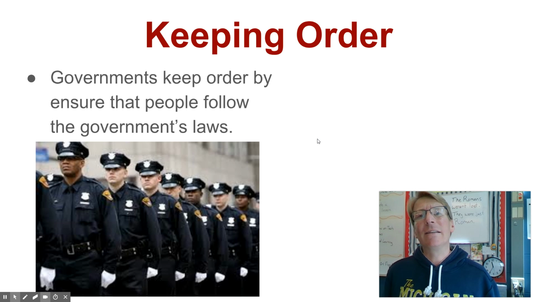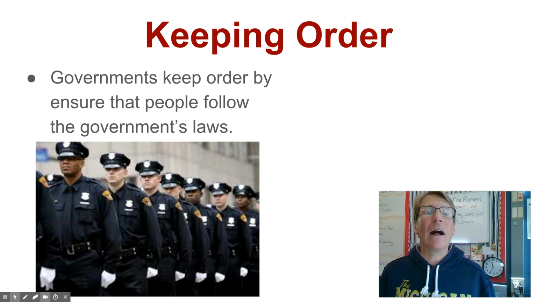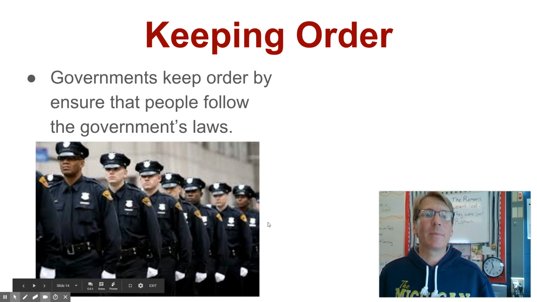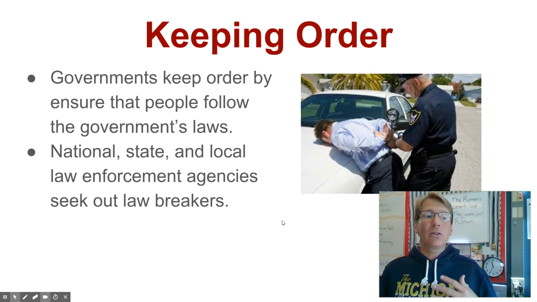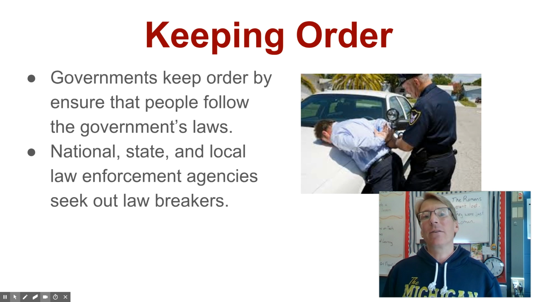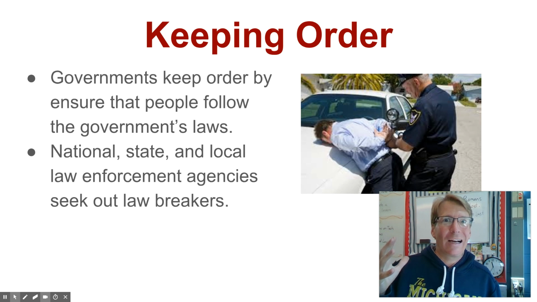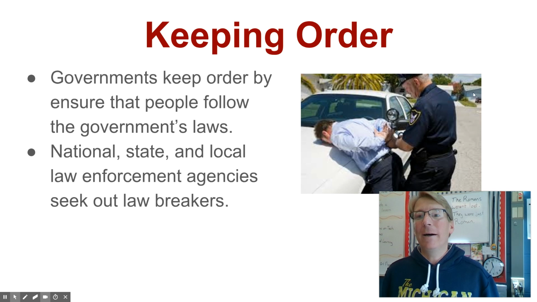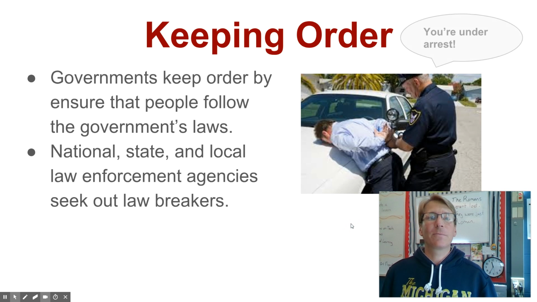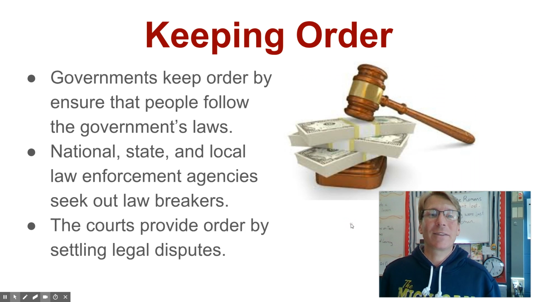Our next item is in keeping order. Governments want to make sure that we can keep order in our nation by ensuring that people follow our laws. Our police force is the most visible way that our government does this. National, state, and local law enforcement agencies also actively seek out lawbreakers. So if you break a law, but you try to disguise the fact or hide the fact that you broke a law, these law enforcement officers will go out looking for you to track you down and make sure that you're held to account for breaking those laws. They'll put you under arrest.